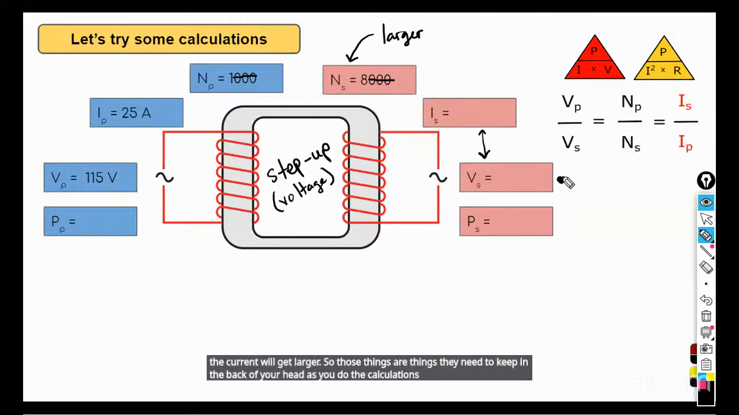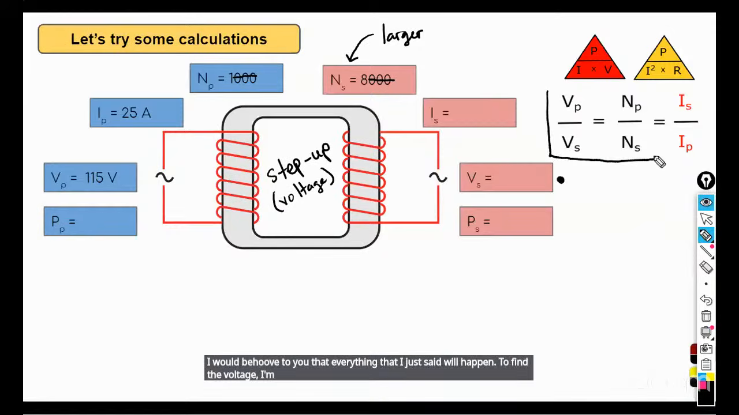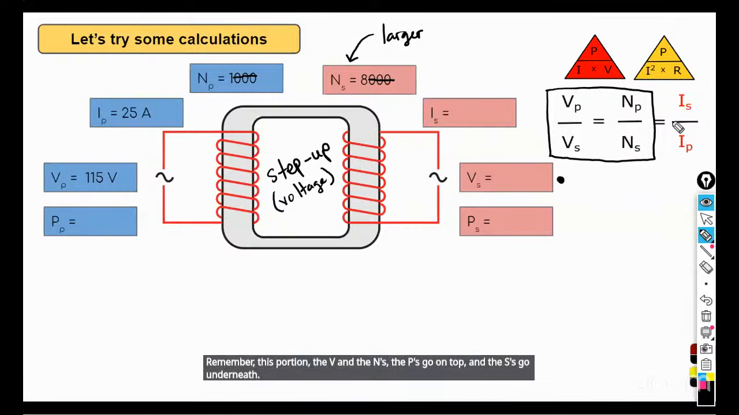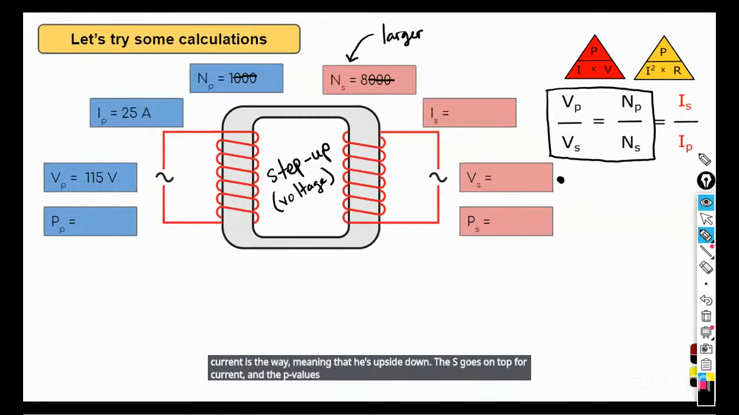But anyway, let's calculate the missing voltage first. And I will prove to you that everything that I just said will happen. To find the voltage, I'm going to use this portion of the formula. Remember, in the V and the N portion, the P's go on top and the S's go underneath. Current is the weirdo, meaning that it's upside down. The S goes on top for current and the P values go underneath for current. You have to remember that current is the odd one out.